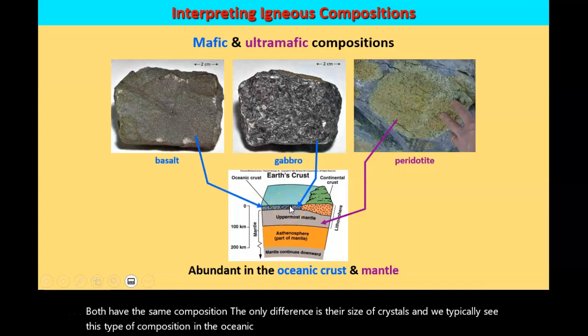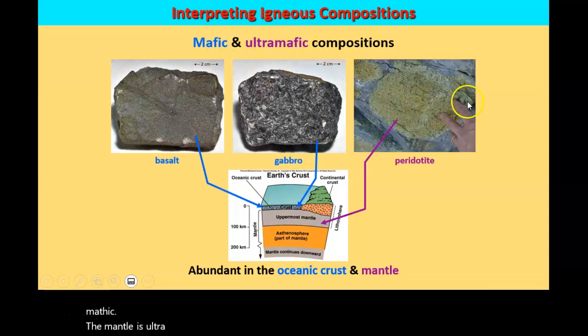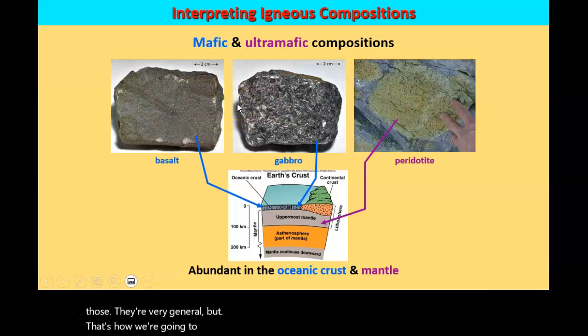So when we did the interior of the Earth, remember we said the oceanic crust is different from the continental crust. So oceanic crust is mafic. The mantle is ultramafic. And those are the compositional terms we would use to describe those. They're very general, but that's how we're going to identify these different rocks, by using their general terms. High in iron and magnesium, which makes them dark in color.